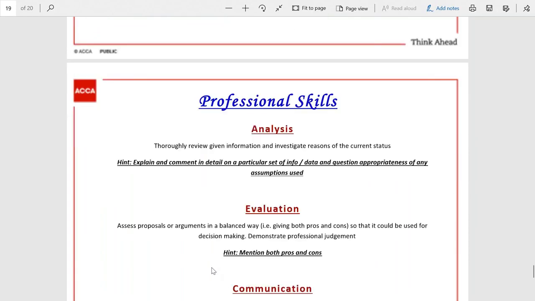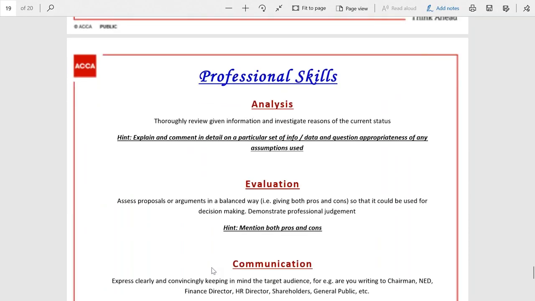So professional skills are okay. In this particular question, we are required to demonstrate analysis skills and evaluation skills. Analysis skills is simply that you thoroughly review the given information and investigate the reasons for the current status. It simply means that if any information is given, you pick it up, look at the root cause, investigate what's happening, and tell the examiner that these are the factors due to which this thing is happening. So analysis is basically a kind of investigation, trying to look for the reasons behind the situation.